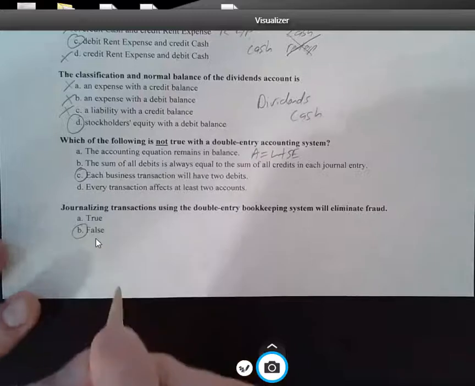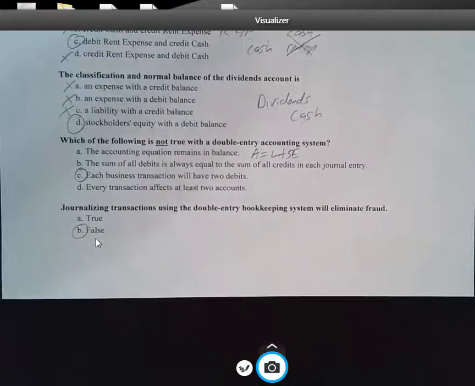In fact, we could actually say that fraud is sometimes perpetrated by the double entry accounting or bookkeeping system because debits will equal credits. That doesn't mean that we have legitimate transactions or that the proper accounts are impacted. So that statement is absolutely false. All right, let's wrap this video up and we'll do another one immediately.